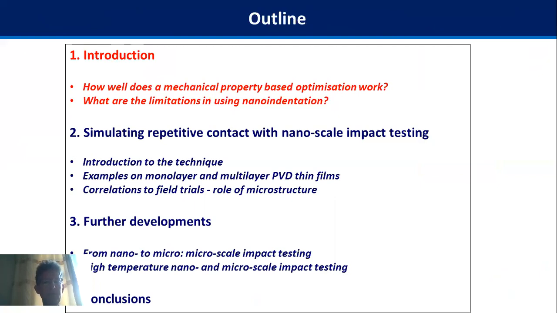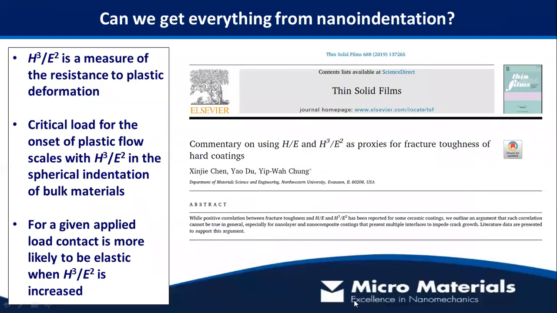So how well does a mechanical property-based optimization work? What are the limitations in using nano-indentation? Nano-indentation is a very versatile test technique, and it gives you information about the hardness and stiffness of coatings from a single test. As Yitwar Chun has shown, although it's very popular to assume that H/E and H³/E² can be thought of as proxies for fracture toughness for hard coating systems, actually the real situation is a little bit more complicated than that, and they aren't direct measures of fracture toughness.